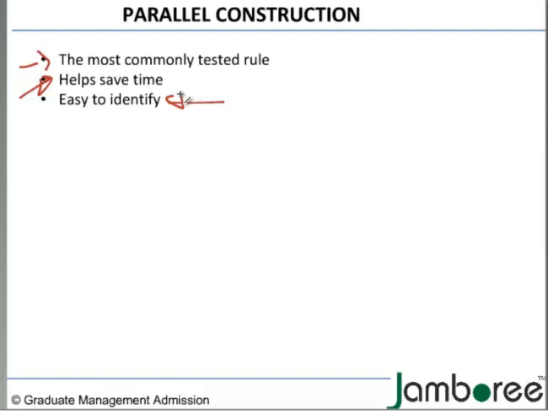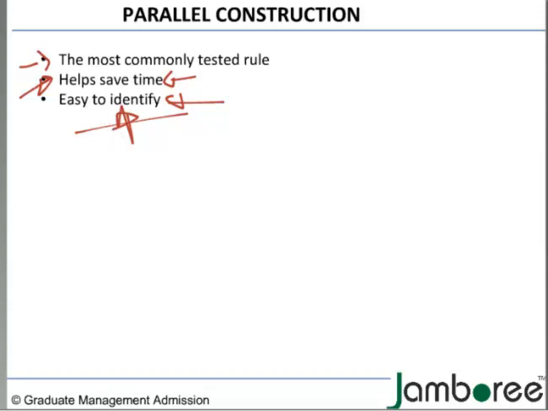Everybody clear? Now the good thing about parallel construction is that it is the most commonly tested rule. Yes, it saves a lot of time. When you know that, okay, I have to look for a parallel construction error, it helps save a lot of time. Plus, the good thing is that it's very easy to identify whether a question is testing you on parallel construction or not. So if you get parallel construction thorough, if you are able to get the identifiers done, then it's guaranteed that you will be able to solve the parallel construction questions in less than 30 seconds, maybe even 10-15 seconds, right?